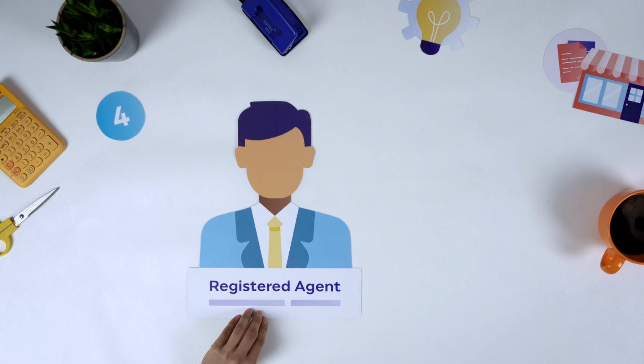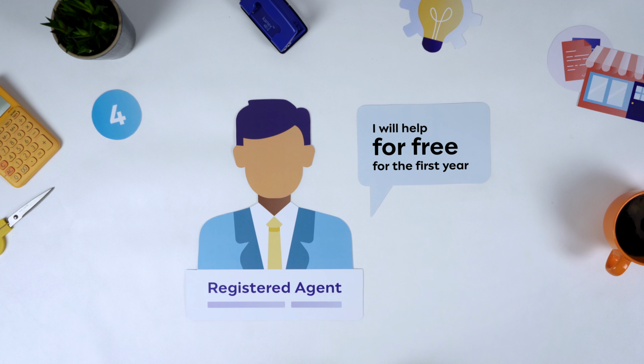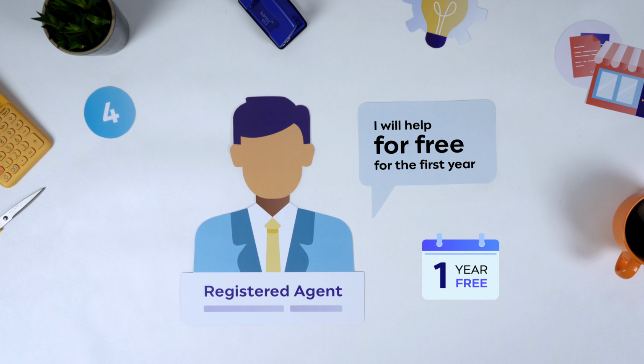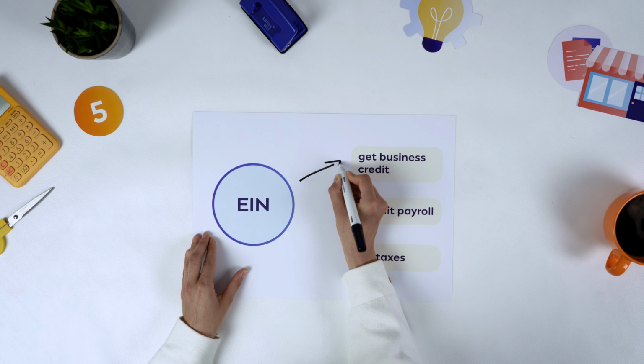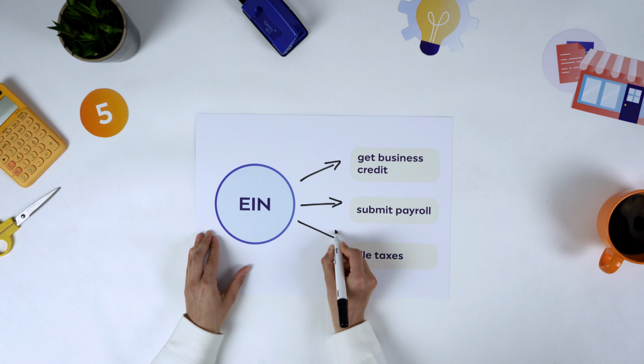Step 4. Name a registered agent. A registered agent is responsible for receiving all your business's important legal documents. When you form your LLC with Incfile, registered agent service is free for the first year. Step 5. Get an EIN, or employer identification number. You'll need this to get business credit, submit payroll, and file taxes.